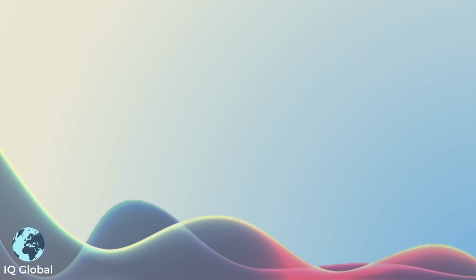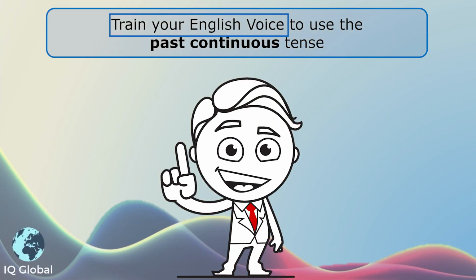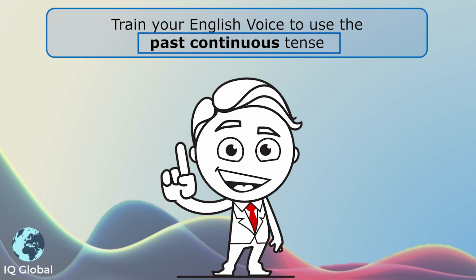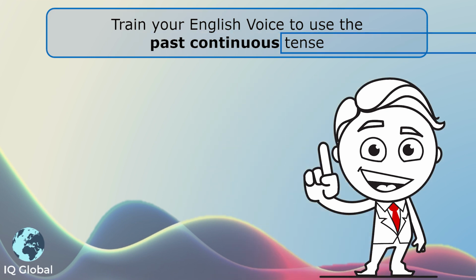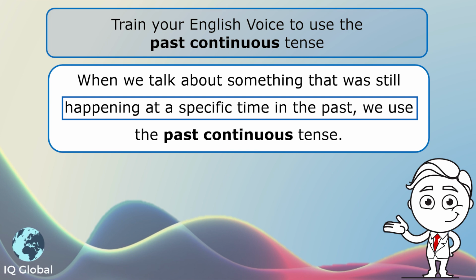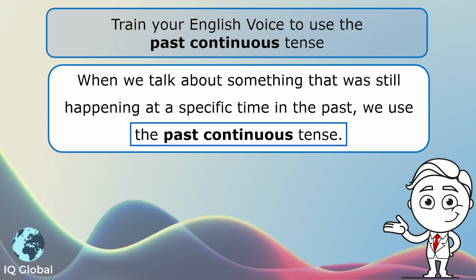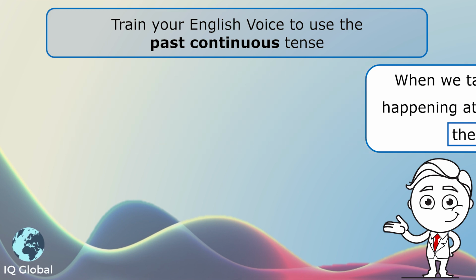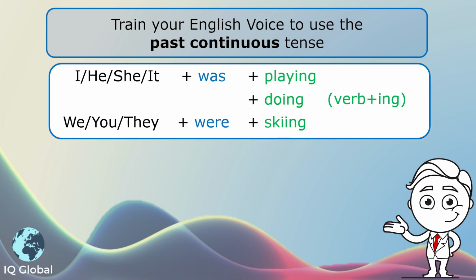Hello, today we are going to train your English voice to use the past continuous tense. When we talk about something that was still happening at a specific time in the past, we use the past continuous tense. So let's have a look at the sentence structure.